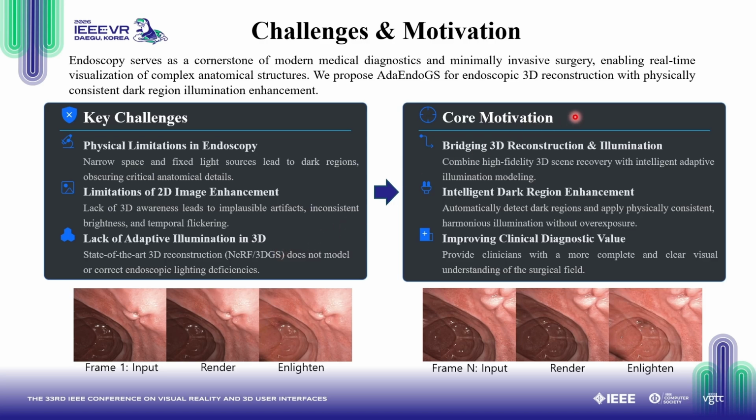Therefore, our work is driven by 3 core goals. First, bridge 3D reconstruction and adaptive illumination. Second, automatically detect dark regions and enhance them with physically consistent lighting without overexposing normal areas. Third, ultimately improve the clinical value of endoscopy by giving clinicians a clearer view of the surgical field. In short, dark regions in endoscopy compromise its utility. That's why we propose AdaEndoGS, a method that unifies 3DGS endoscopic reconstruction and physically consistent dark region enhancement.